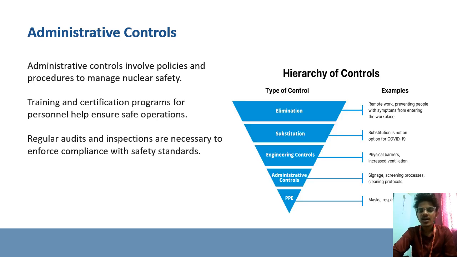Administrative controls. Administrative controls involve policies and procedures to manage nuclear safety. Training and certification programs for personnel help ensure safe operations. Regular audits and inspections are necessary to enforce compliance with safety standards.